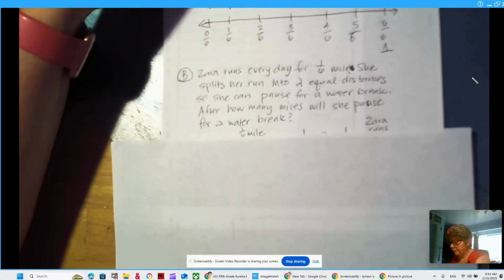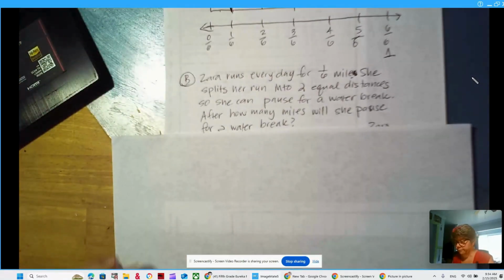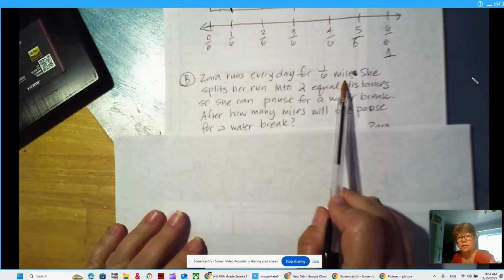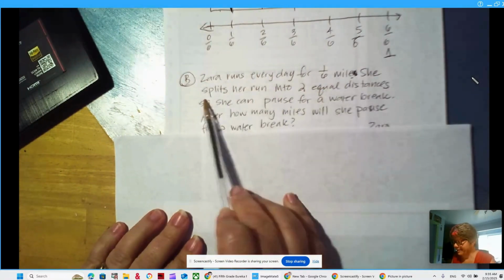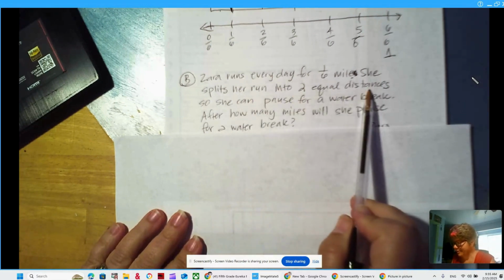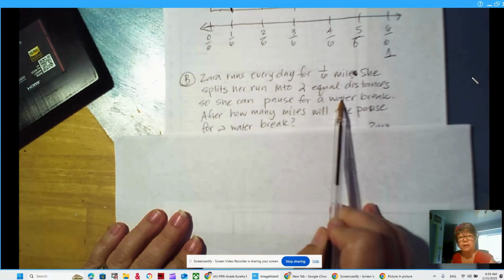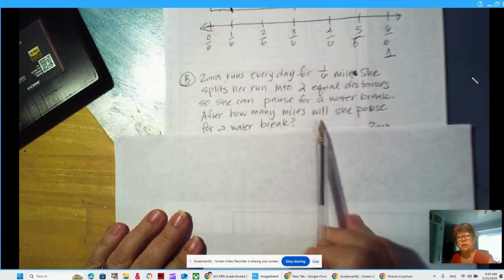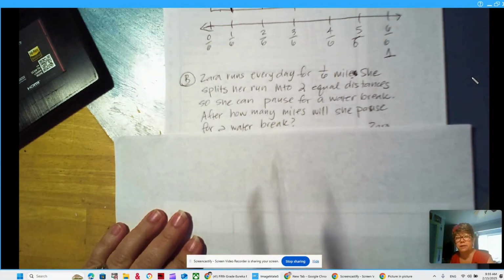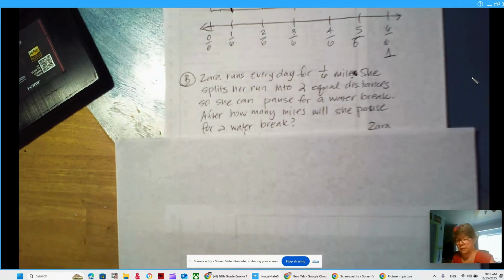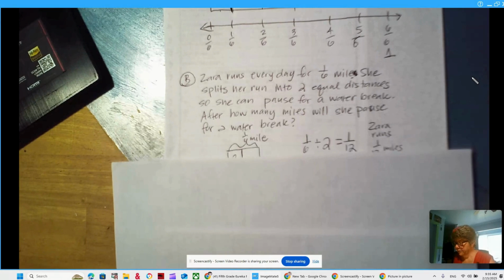Let's look at letter B on set 2. Zara runs every day for 1/6 miles. I didn't think that seemed very far. She splits her run into 2 equal distances, so she breaks her 1/6 into 2 parts, so she can pause for a water break. How many miles does she pause? After how many miles does she pause for a water break? So they're basically asking us, where is that water break, right? Okay, once again, pause and do the work, and then come back, and let's look at the answer.